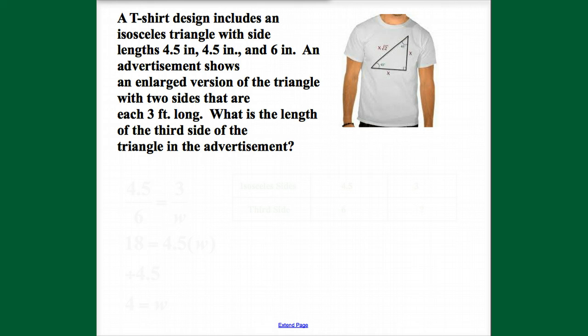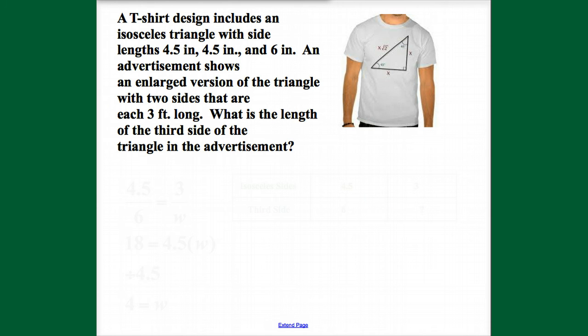So don't get too worried that there are 3 measurements, because if you notice in an isosceles triangle, the two side lengths are the same. So that means the two similar side lengths, the two identical side lengths are the 3 feet long ones. So we really only need to use 2 measures, the 4.5 inches and the 6 inches. We're going to use the 3 feet in comparison to the 4.5 inches.